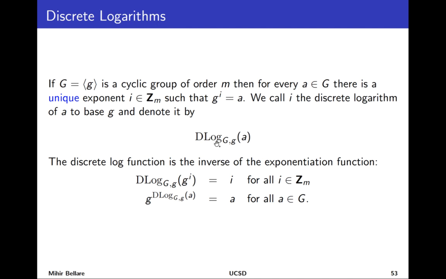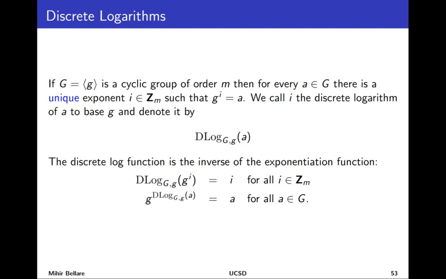So this notation with the subscript having the group and the generator says that if you give me a group element A, I return the unique integer i in this range such that this equation is true. This function is the inverse of the exponentiation function. Suppose I consider taking the group element g and raising it to some integer power i in the range Zm. This is some group element. So this function would return its discrete log.